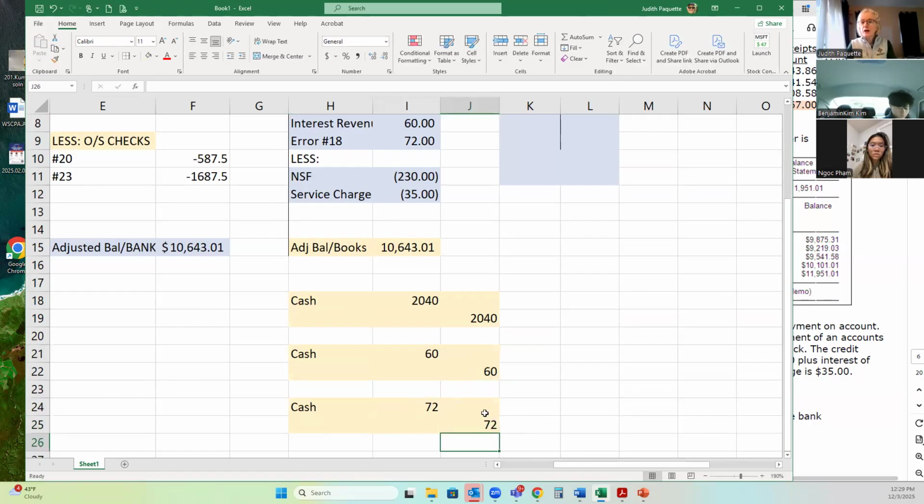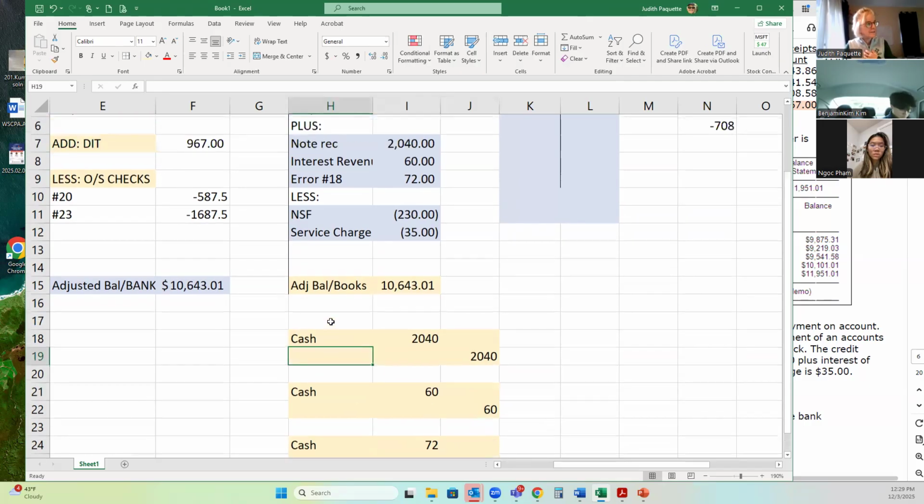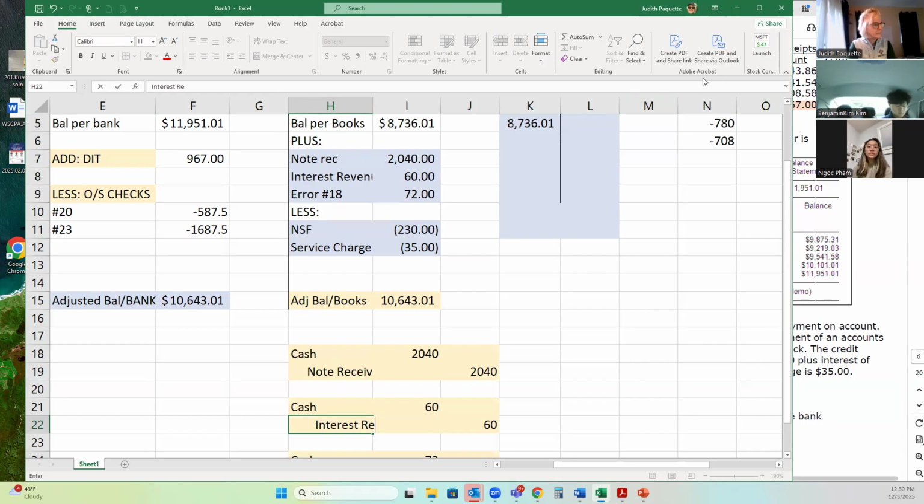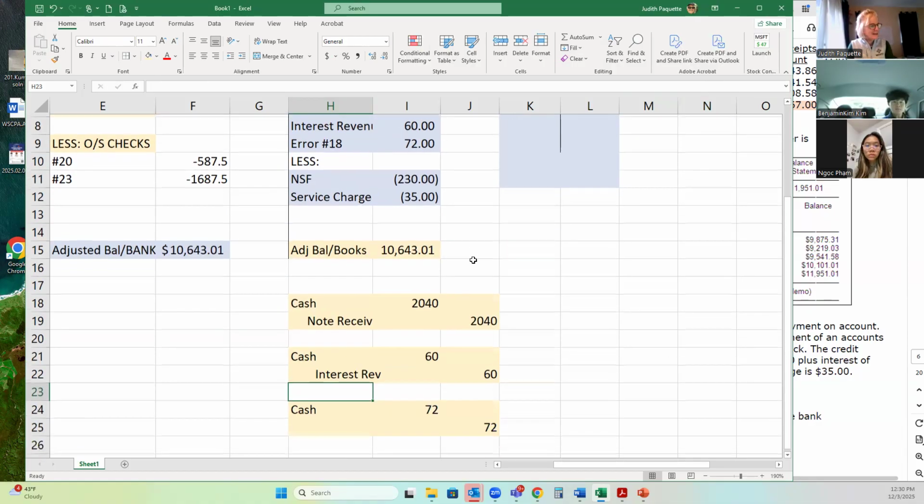Now your job is to tell me what account gets credited. So you have to read what this was. This was a collection of note receivable. So we had a note receivable, but now it's been paid. So we're going to credit note receivable. And let's indent that. This is interest revenue. Interest revenue goes up with a credit. This is an error. We're going to come back to the error.